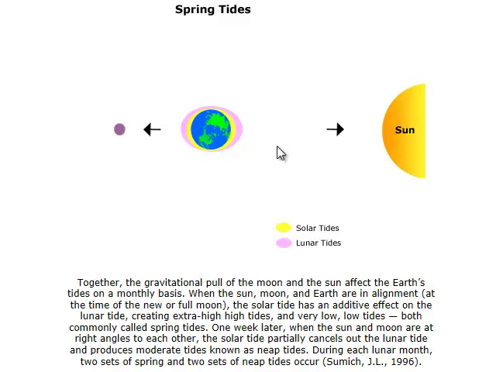So when we watch this rotation of the moon, Earth system, and then the sun, when we have both of these tides lining up together, we have really, really high tides, which we call spring tides. And those happen twice in one of these rotations.